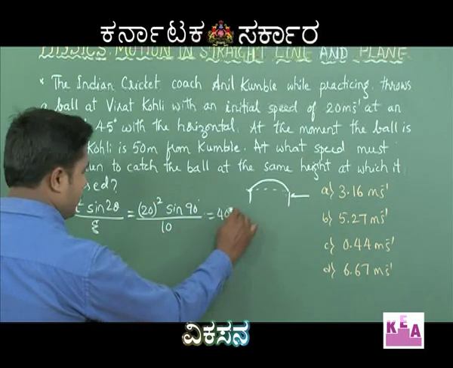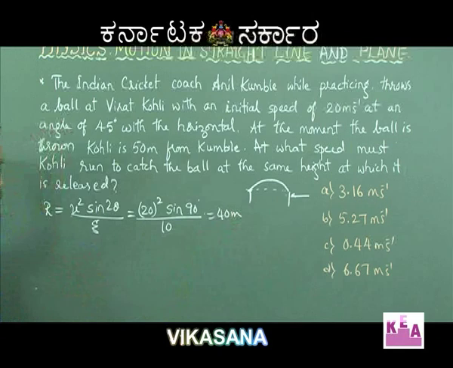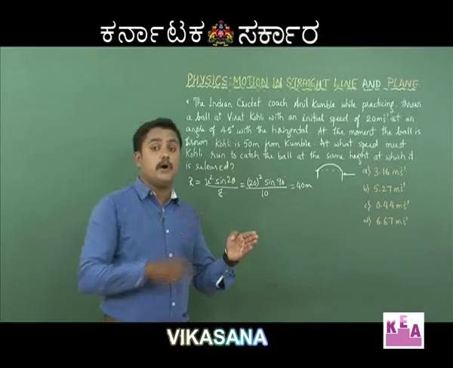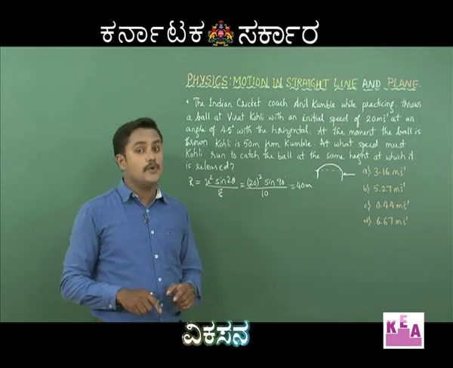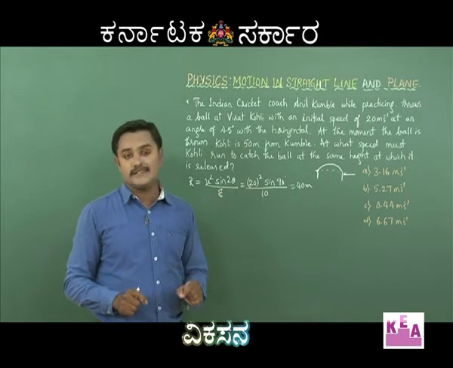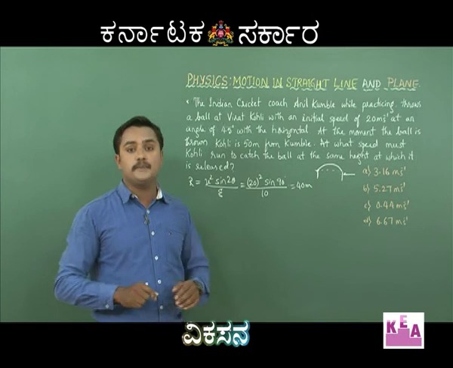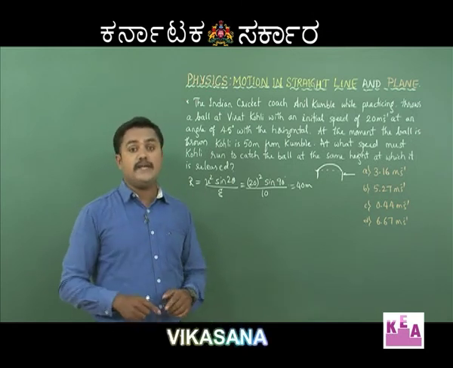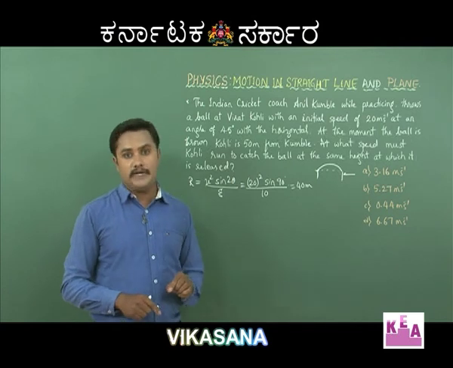So what does this mean? 40 meter is the range of the ball. The gap between Kohli and Kumble is 50 meter. The distance that the ball covers is 40 meter. So Kohli has to run through a distance of 10 meter in order to catch the ball. I hope this is clear. So in order to cover a distance of 10 meter, what is the time available for Kohli?